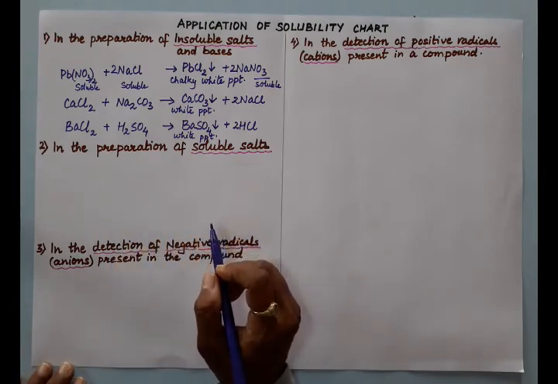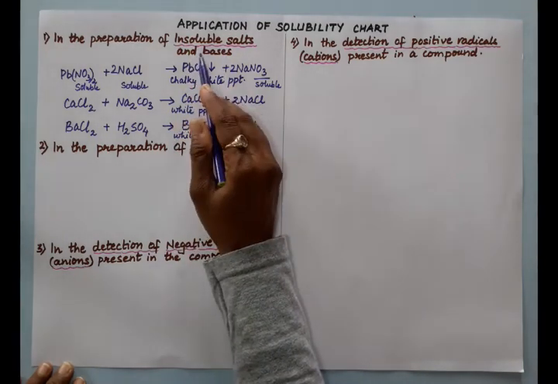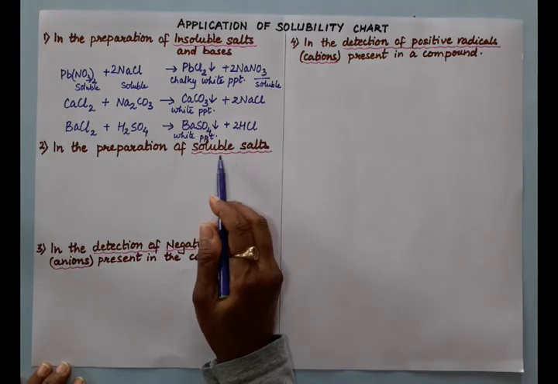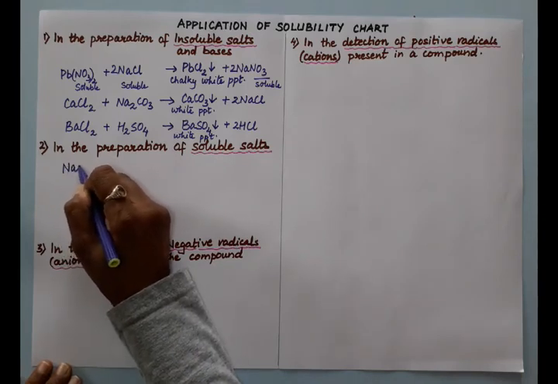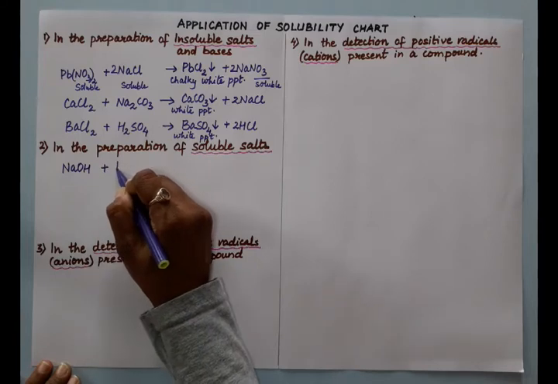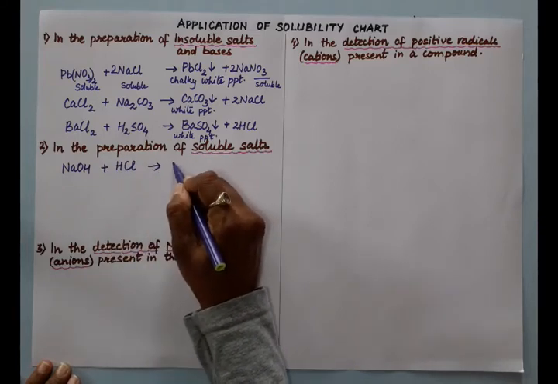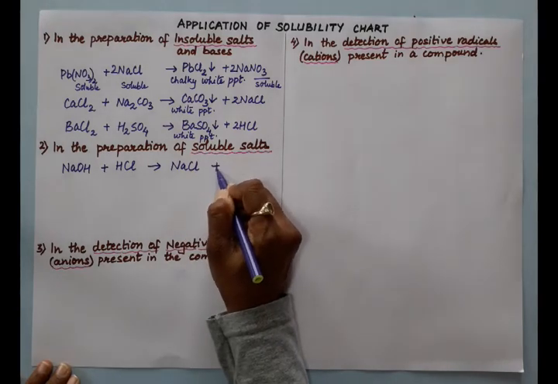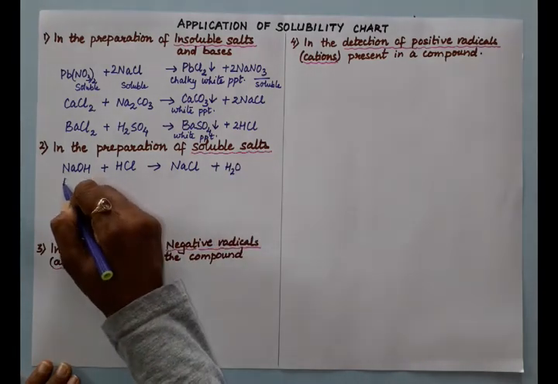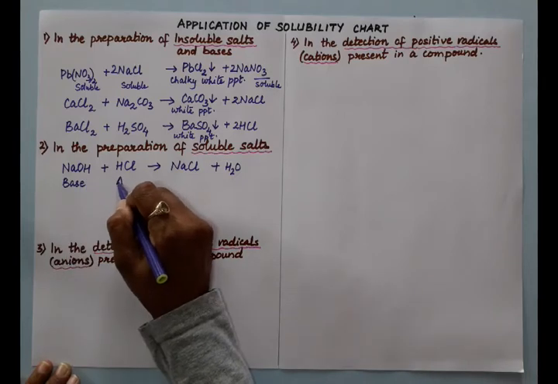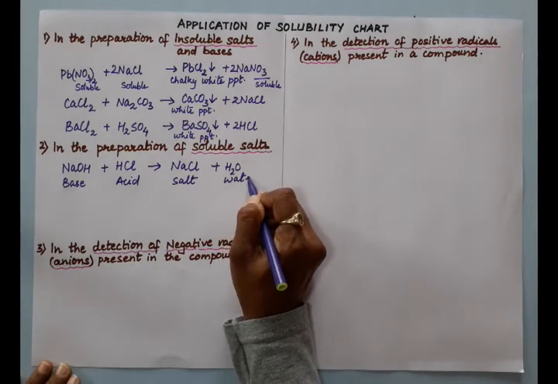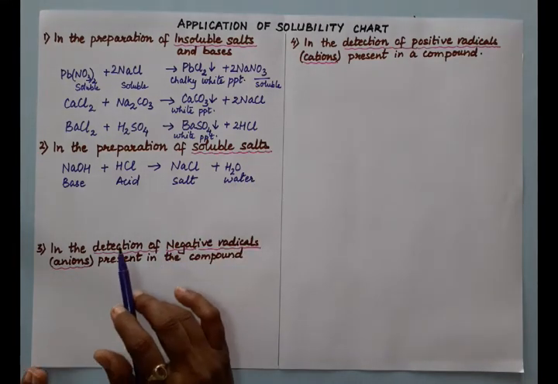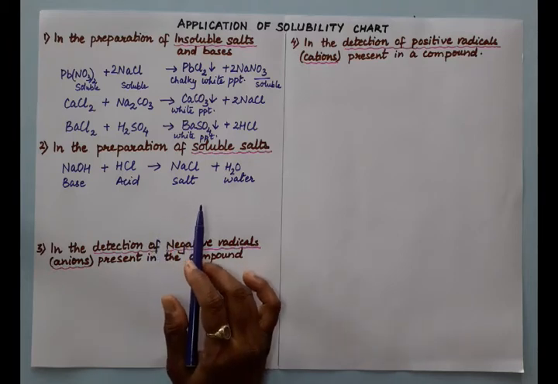Now in the preparation of soluble salt, see, insoluble salt is by precipitation reaction and this is by neutralization reaction. Here again we have already studied base plus acid gives salt plus water. If we take any base NaOH, when it reacts with acid HCl, any acid, we get the corresponding salt plus water. So what is the rule here? Base plus acid, salt plus water. So you will get the corresponding salt and water. This is neutralization reaction, and in neutralization reaction we always get soluble salts.